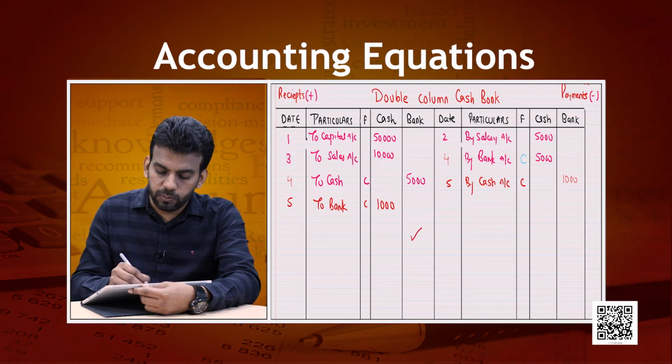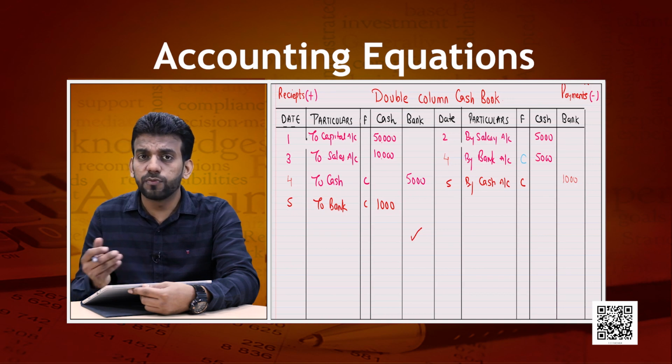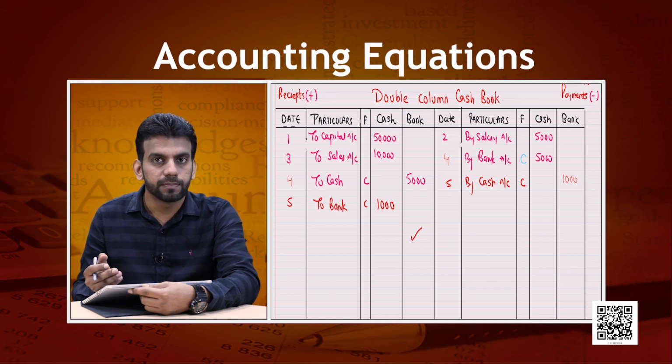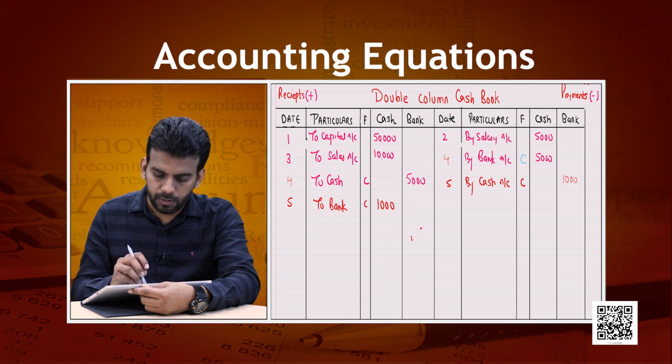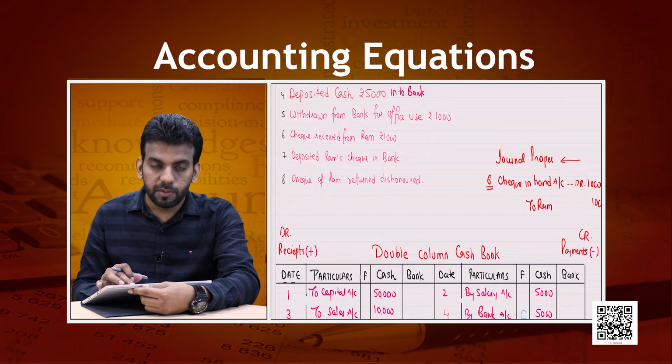Now, students ask me, sir, what if you receive a check and there is no further information about it? Then the only answer to this query is just put it on the bank column, because you received it and there is no further information. That means it is deposited in the bank immediately. Clear?